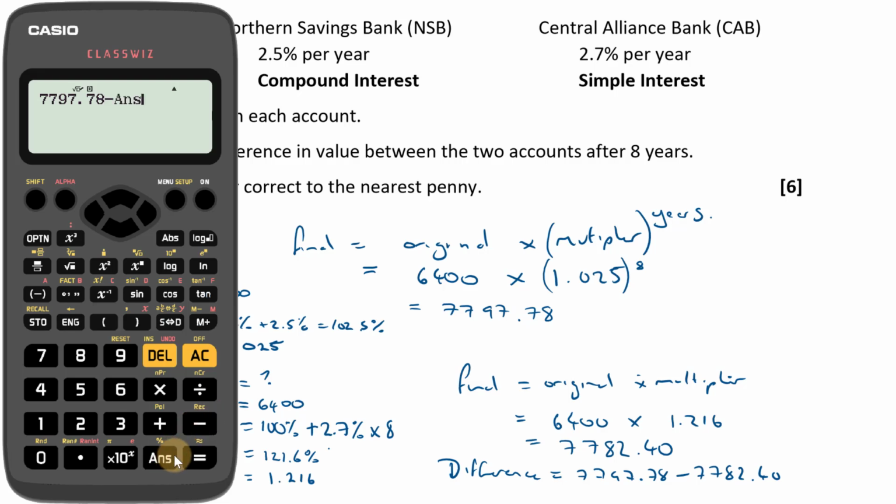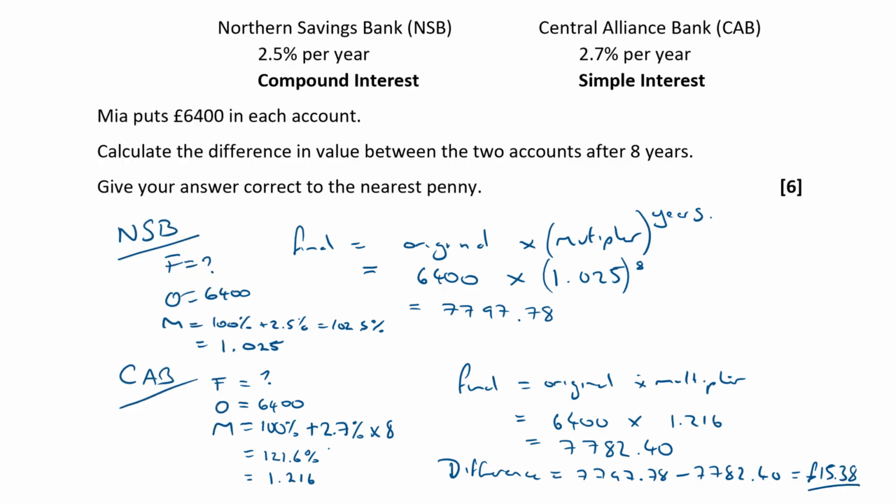7797.78 subtract answer. That comes out to be a difference of £15.38. Okay, that's my final answer then. That's my difference to the nearest penny.